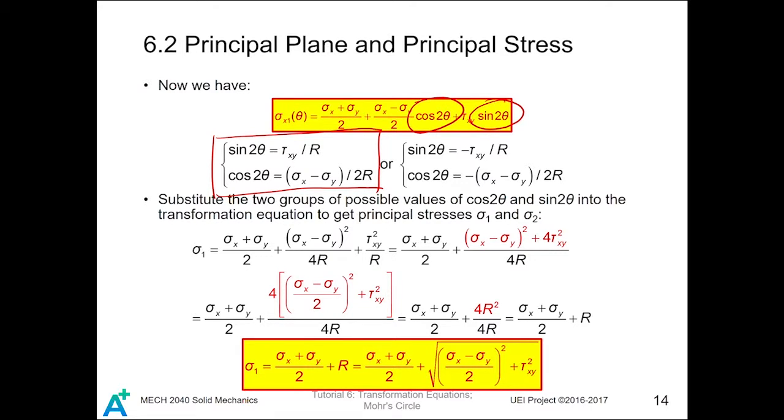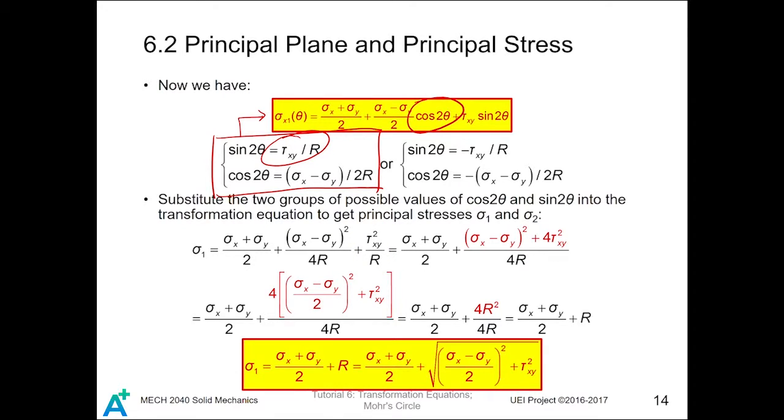First, we substitute the first system into the transformation equation. Then the first principal stress is given by 1/2 of sigma x plus sigma y, plus sigma x minus sigma y divided by 2 times cosine 2 theta, which is sigma x minus sigma y divided by 2R. Then the whole term becomes this, but it is not the end. Next, we substitute sine 2 theta into the equation, which is tau xy divided by R, and then multiply with the tau xy located here. Then this term will become tau xy squared divided by R.